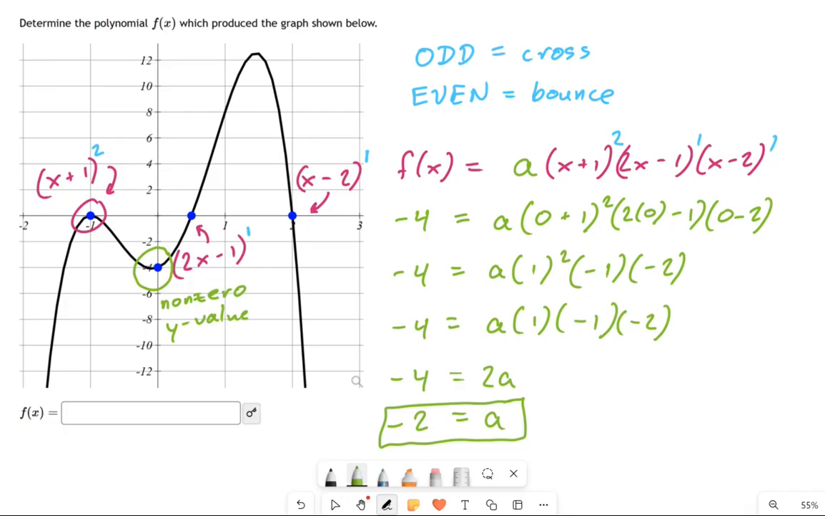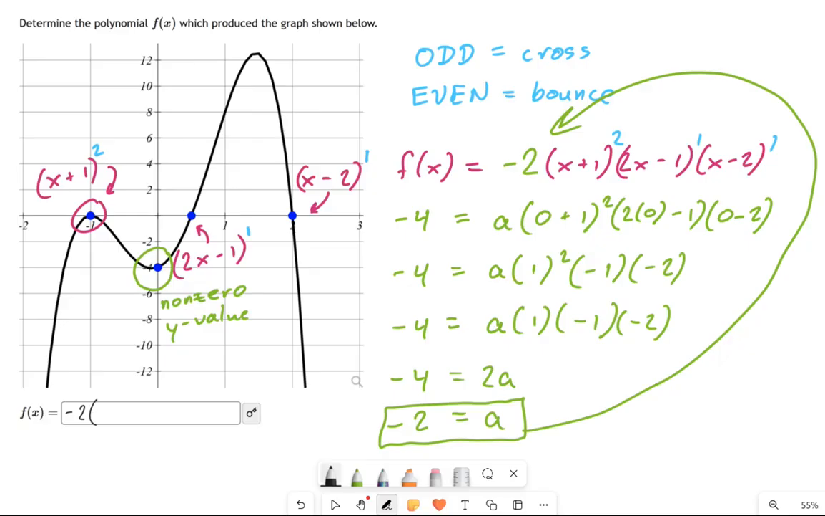Now, that's not our answer. We're not going to put that in the equation box. What we're going to do with it is replace the a in our equation with that -2 right here. Okay, so we put that in there, and now we have our full equation. So we would put that in our equation box right here. You would say -2 times x plus 1 squared, 2x minus 1, and x minus 2. Okay, and that's how you complete one of these problems.